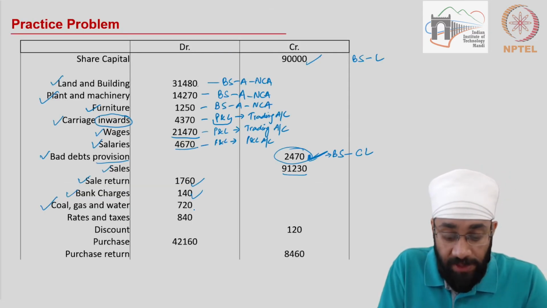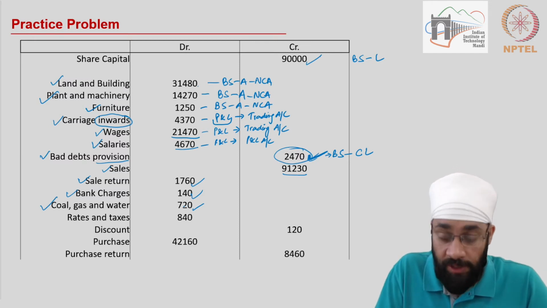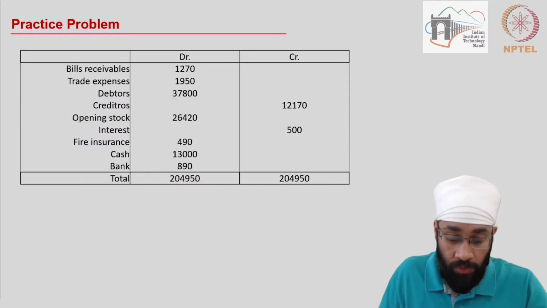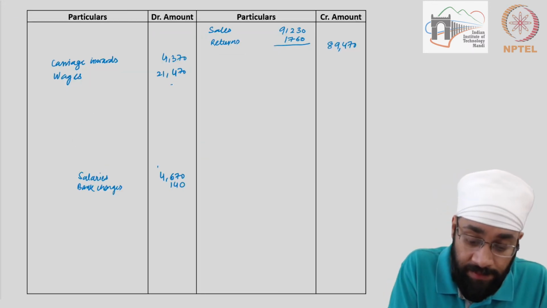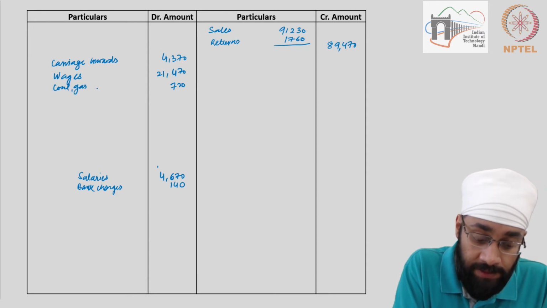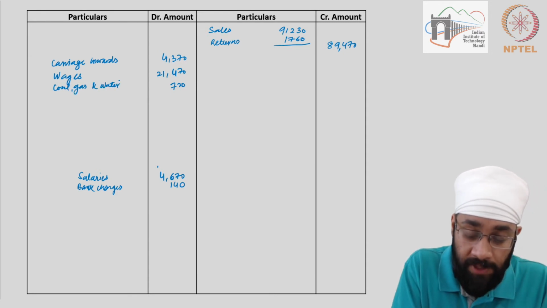Then you have coal, gas and water. This is of course relating to the manufacturing of the goods. So 720 is going to go down as the direct expense. 720 coal, gas and water, direct expense.